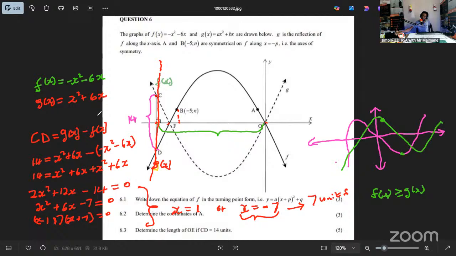This scenario, this punchline here, the way we open this question to say CD is equal to g of x minus f of x. It's very important for you to know some things, they start like that.